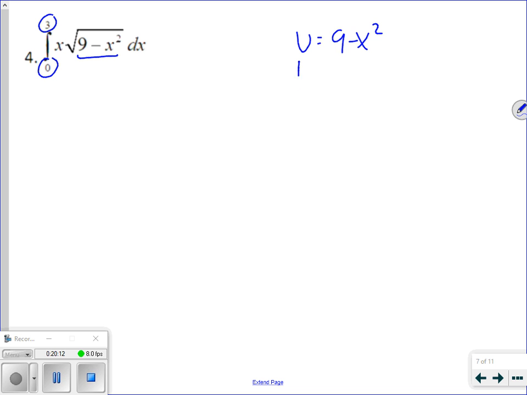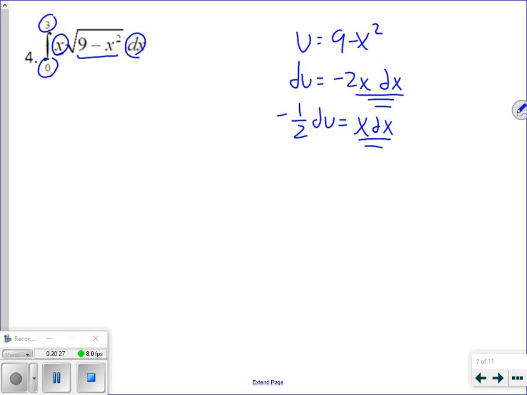Okay. So du equals negative 2x dx. Here is the x dx. We got a dx and an x. So if I bring the negative 2 to the other side, I got that x dx becomes negative 1/2 du.